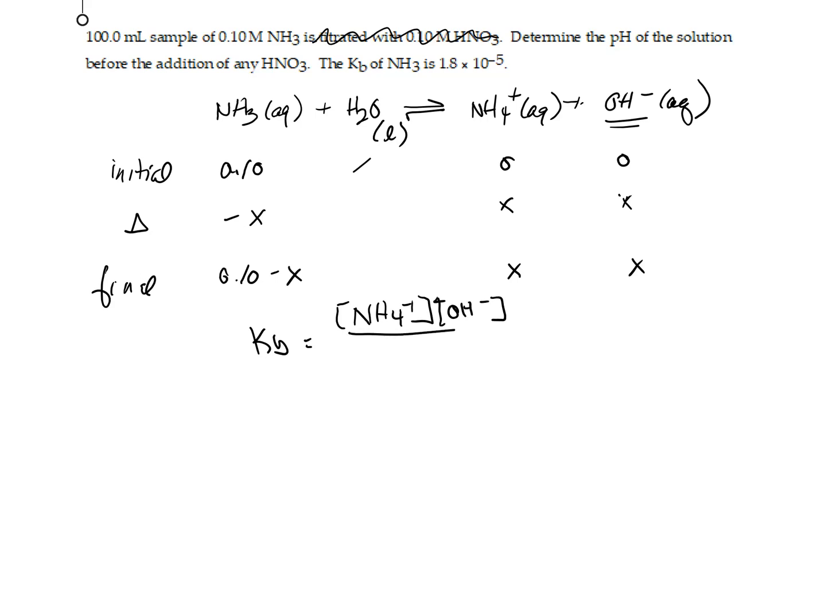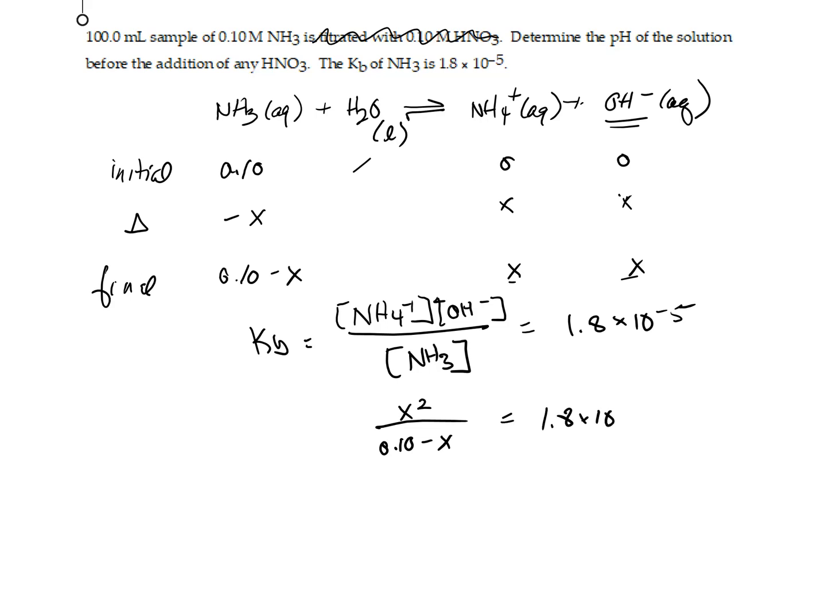There we go. Now we've got our products, including our hydroxide, over our reactant ammonia. And we know what Kb is. It's 1.8 times 10 to the minus fifth. And so what we can do is just substitute this in. Let's just sub in x's. Because ammonium is x and hydroxide is x, I'll just call it x squared. And our concentration of ammonia is 0.1 minus x. That's going to equal 1.8 times 10 to the minus fifth.